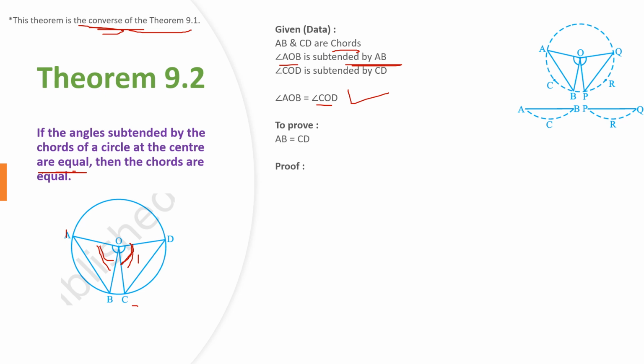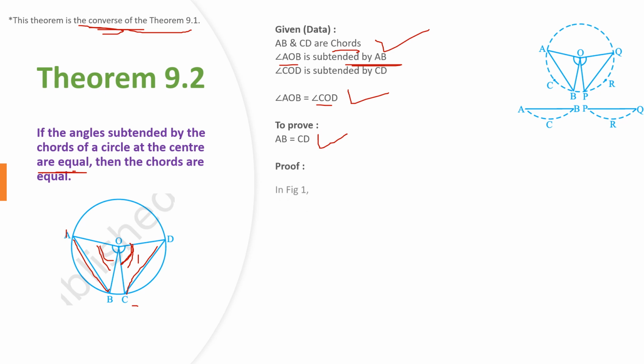Now we have to prove what? AB is equal to this chord, because these two chords are subtending equal angles at the center. So you have to prove that AB is equal to CD. Two chords are equal, AB is equal to CD, which are two chords, remember. So we know now what to prove. Let's get into the proof.